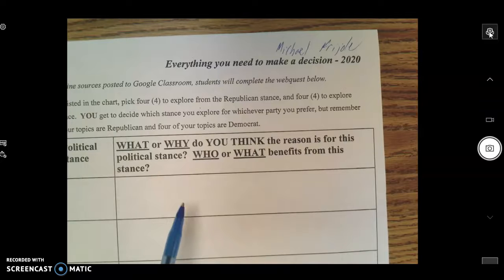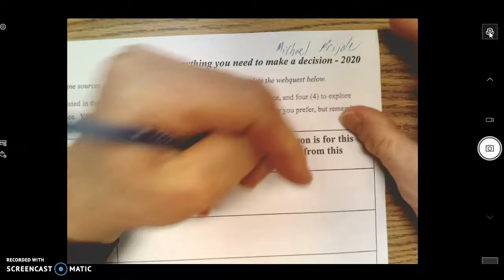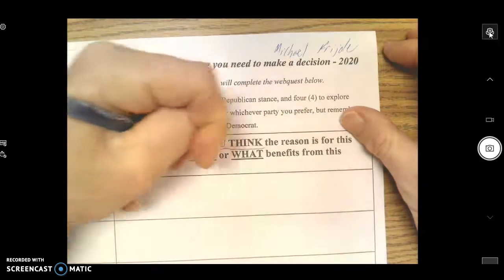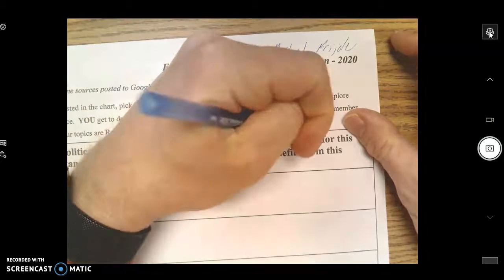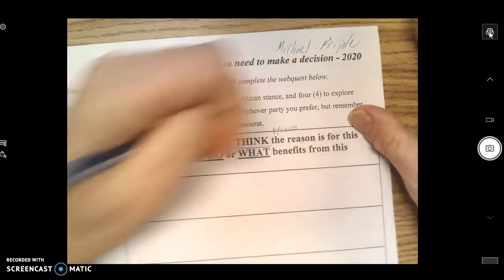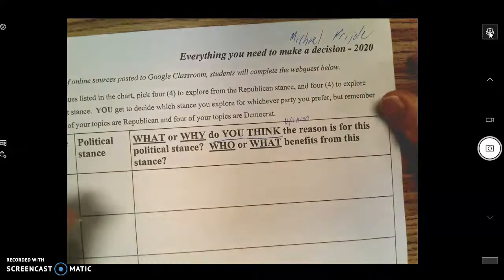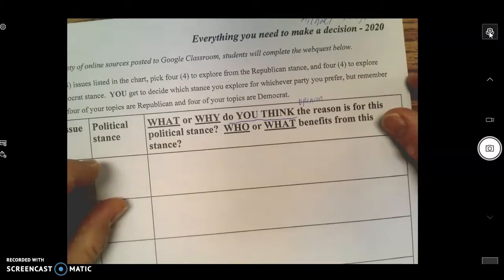Who or what benefits from this stance? Hey, why or what do you think? I'm asking for your what, y'all? Opinion, that's right. Let's write that in there. Opinion. Can you be wrong then? No, as long as you answer, you can't be wrong, okay?